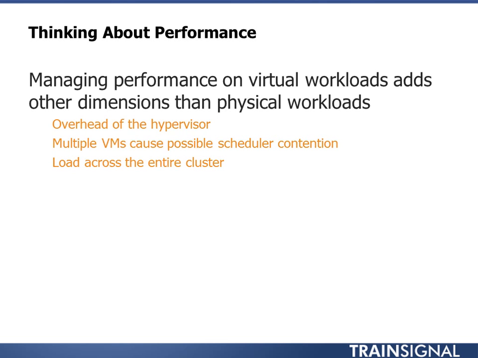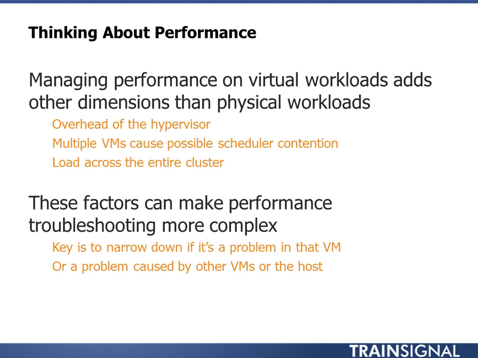Managing performance on virtual workloads adds other dimensions compared to physical workloads. You have the overhead of the hypervisor. You have multiple VMs running on the same physical host, possibly causing scheduler contention for getting threads scheduled on CPUs. Then you have what I'd consider to be another dimension, which is load across the cluster, so that you have some hosts that are busier than others, and we have things like DRS to help balance that. But it gets a bit more complex to manage the performance, and these things can make performance troubleshooting more complex.